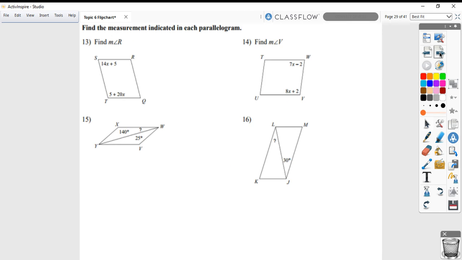Up next, there are a few problems where it gives you stuff in x, but even though it gives you all that with x, it's asking about the angle. Okay, so pay attention on a problem like this. So even though you found x, you're not necessarily finished until you plug it back in down here.